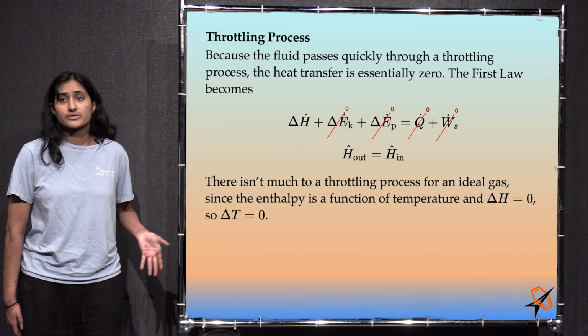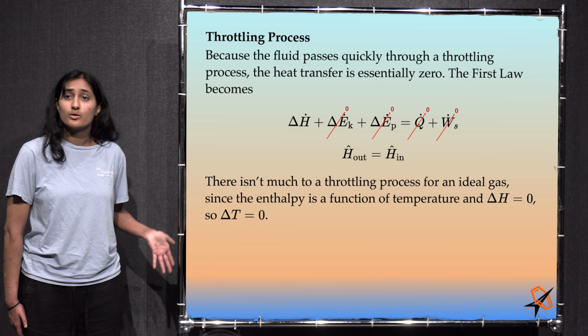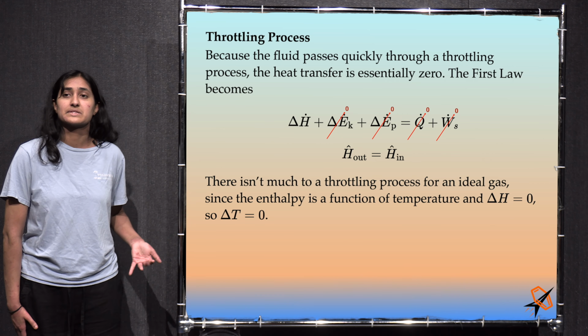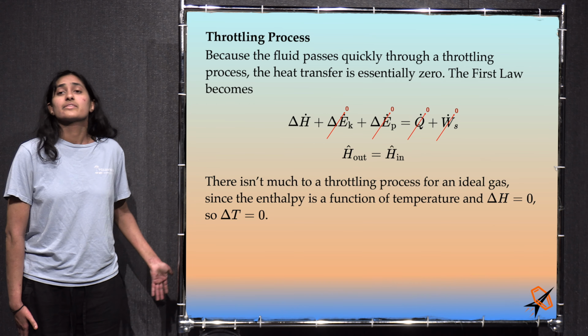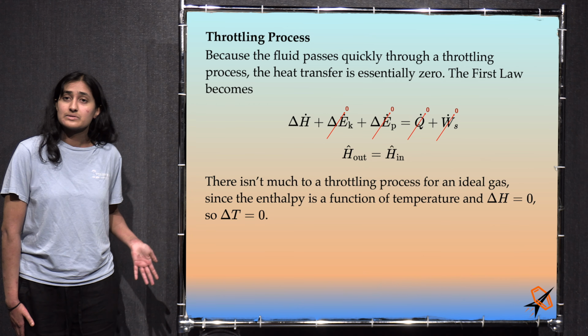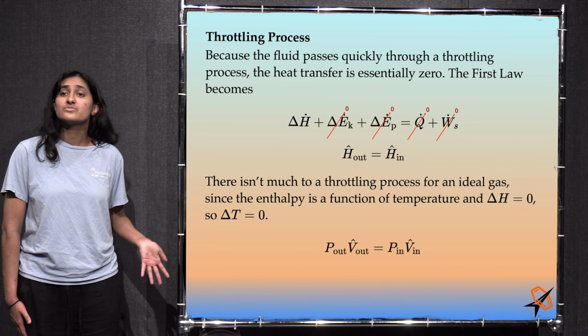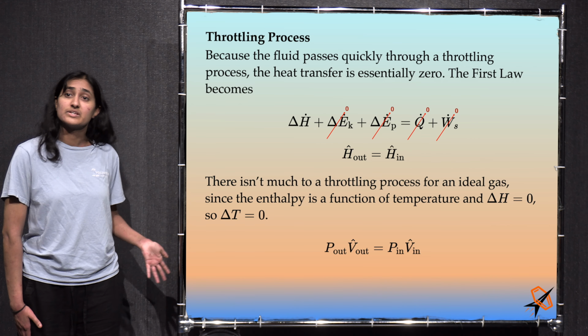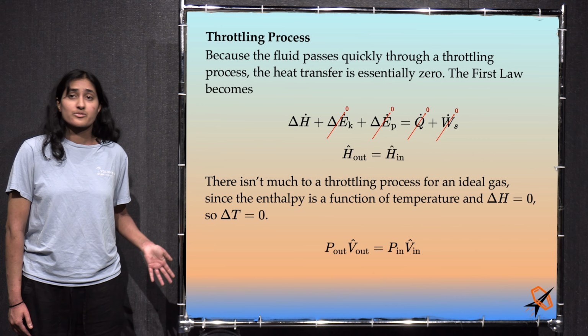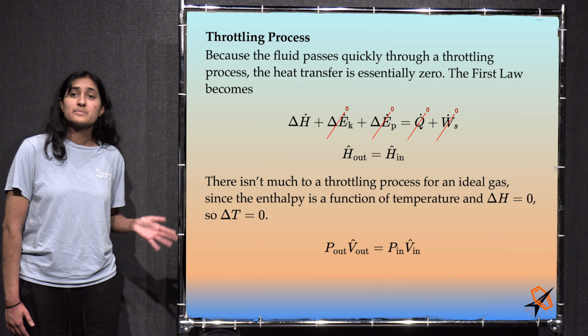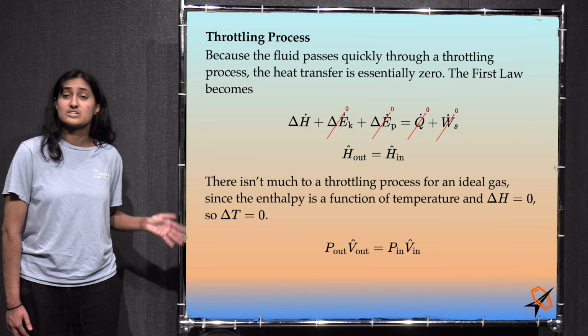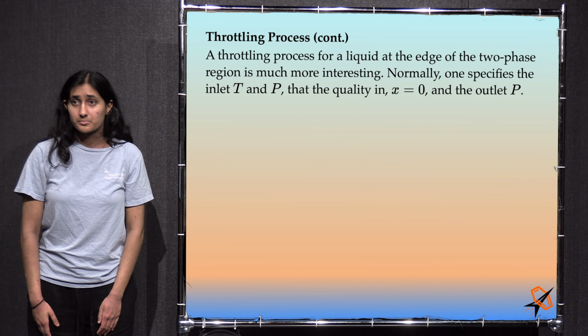For a real gas, however, you have something called the Joule-Thomson coefficient, which becomes very important when doing things such as liquefying gases. The ideal gas result of delta H equals 0 and delta T equals 0 is that P out times V hat out equals P in times V hat in. And since the point of the throttling process is to reduce the pressure, that means that the specific volume is going to increase.